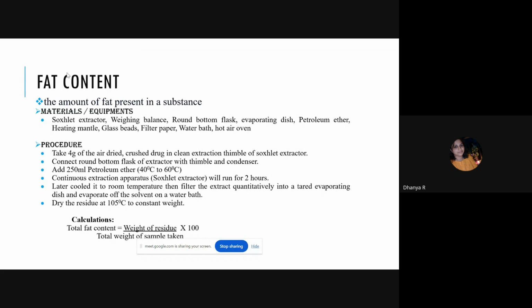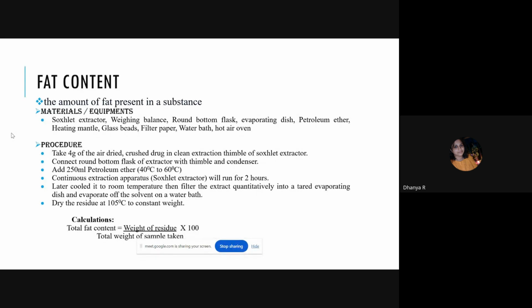So first you have to take 4 grams of air dried crushed powder in a clean extraction thimble of Soxhlet apparatus. Connect the round bottom flask of the extractor with the thimble and condenser. Add 250 ml of petroleum ether. The boiling point of petroleum ether is 40 to 60 degrees Celsius, so you would be setting the heating mantle to about 60 degrees Celsius. The continuous extraction apparatus, Soxhlet extractor, will run for 2 hours.